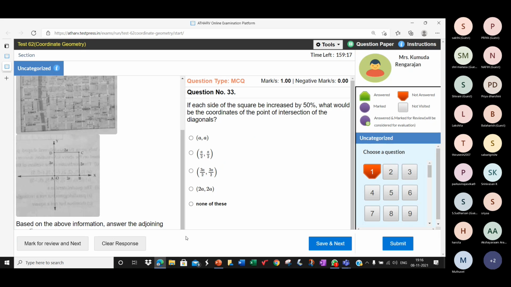In this new situation, what are the coordinates of B, children? 3a, 0. What are the coordinates of D? 0, 3a. So you can also find the midpoint of the diagonal BD using these coordinates, or you can use the diagonal AC. So this is the right answer. 3a by 2, 3a by 2. Children, any questions? Please stop me.